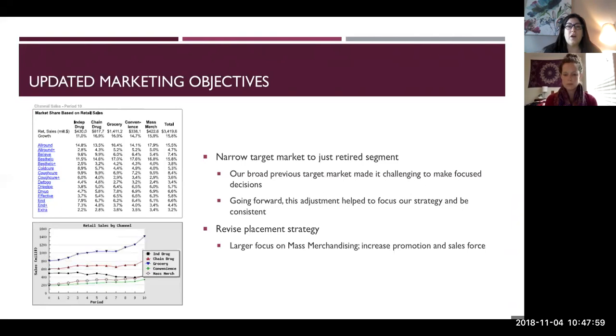And so the other main strategy we decided to update and change was our placement. We wanted to add a larger focus to mass merchandising by increasing its promotion and sales force. And as you can see in the market share based on retail sales, our mass merchandising was slowly going up towards periods 7, 8, 9, and 10. And our grocery still remained up top, which we decided to keep as number 1 for our sales force and placement strategies.